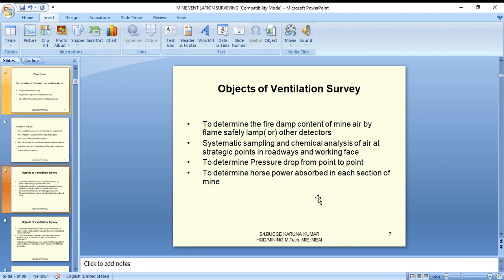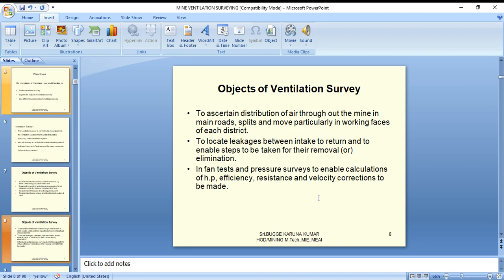To determine the fire damp content of mine air by flame safety lamp or other detectors; systematic sampling and chemical analysis of air at strategic points in the roadways and working places; to determine the pressure drop from point to point; to determine horsepower absorbed in each section of a mine; to ascertain distribution of air throughout the mine in main roads, splits and more particularly in working places of each district; to locate leakages between the intake and return and enable steps to be taken for their elimination.